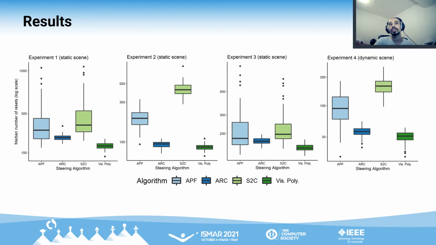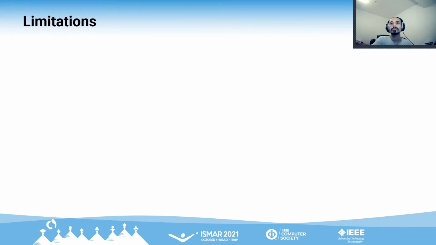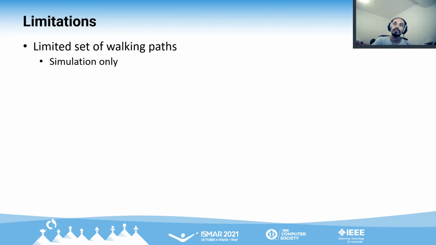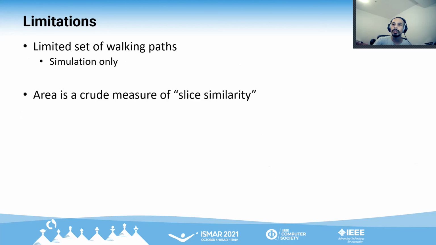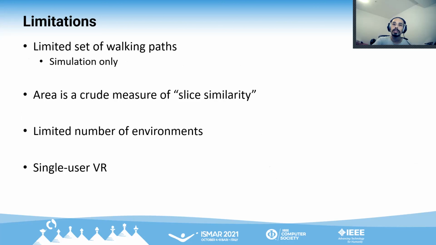So in this work, we did show some nice results, but there are definitely some limitations. First of all, we only tested a limited set of walking paths, and this is because we had to work with simulation to get a large amount of data. Also, the area metric that we use to measure the similarity of slices between the visibility polygons is quite a crude metric. So better measures of similarity will probably yield better results. We also only tested a limited number of environments, and we only considered the single user case for VR. Multiple users will probably introduce some new challenges that we haven't yet considered.